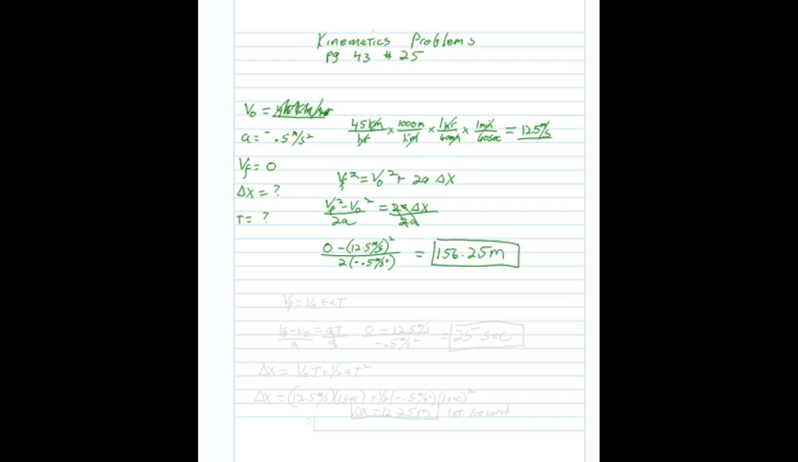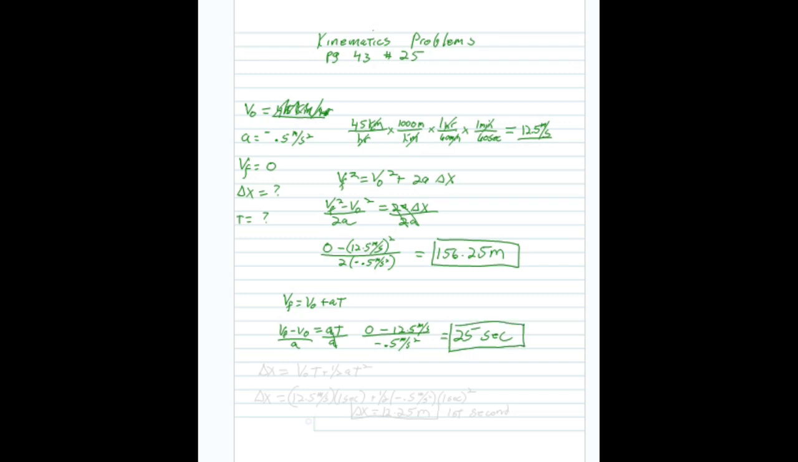Second question is how long does it take to stop in time? Okay, so the easiest way to do that would be to use the VF equals VO plus AT equation and solve it for t. So if we subtract VO from both sides, divide by A, and now we have an expression. So VF is 0. VO, remember, is 12.5. The acceleration is negative 0.5 meters per second squared. So this is going to turn out to be 25 seconds. Remember, it's a time.